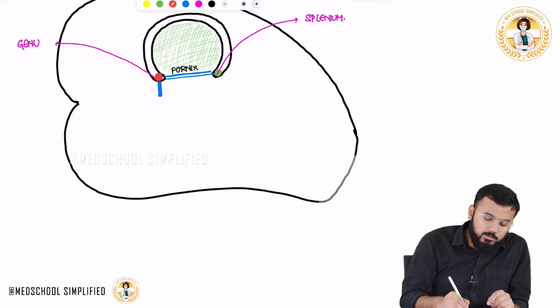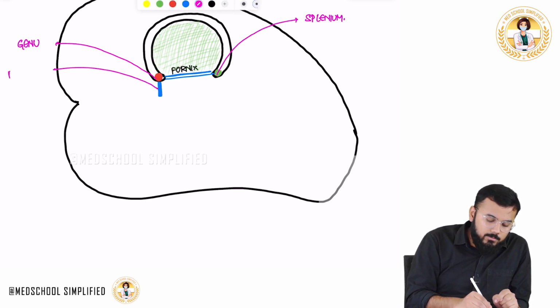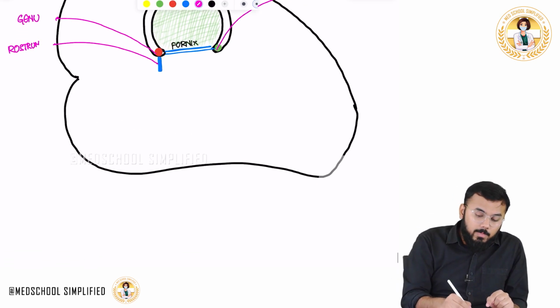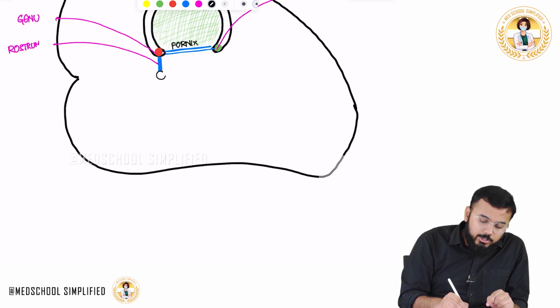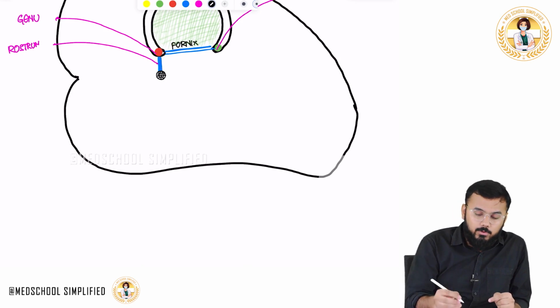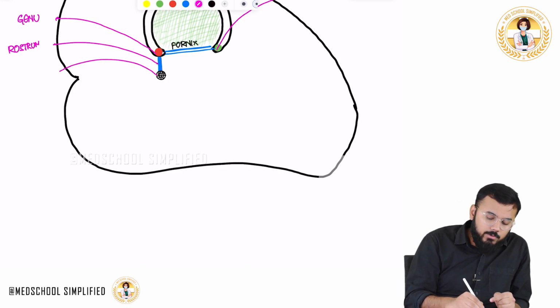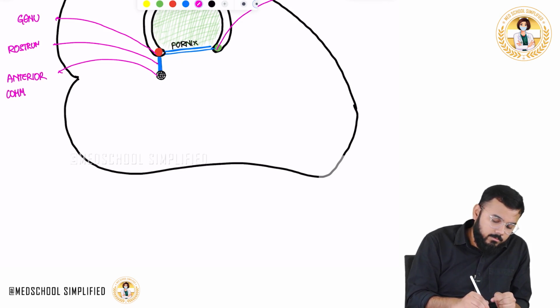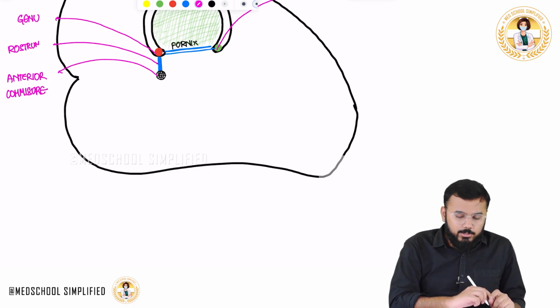So what is this particular structure called? This particular structure is nothing but your rostrum. Okay. Next, beneath your rostrum you see a commissure like this. This commissure is called your anterior commissure.